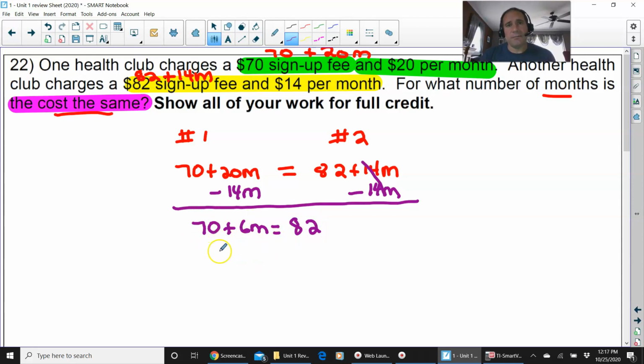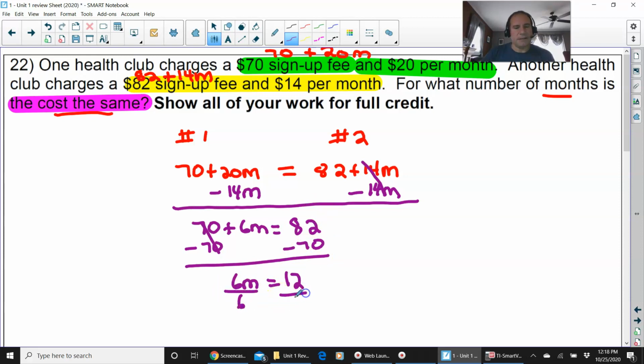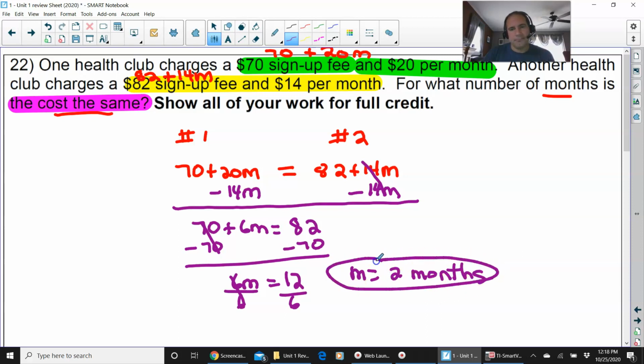Now we have to get the variable alone. So we're going to subtract 70 on both sides. This cancels, 6m comes down, equals, you have 12. Divide by 6, divide by 6, m equals 2 months. So at 2 months, the cost is going to be the same between Health Club number 1 and Health Club number 2. 2 months. And that's the end of that question.